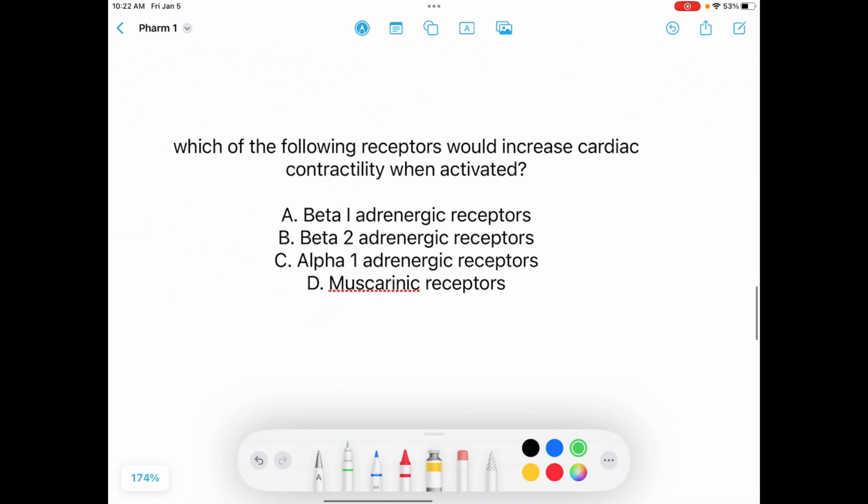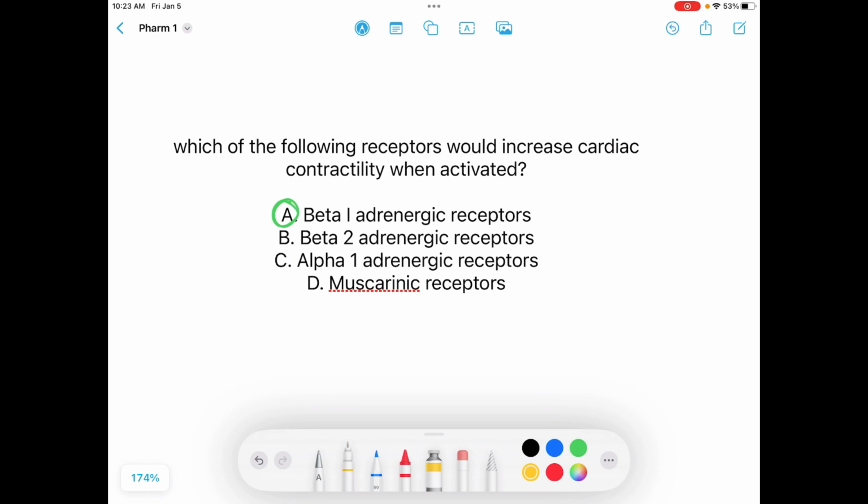All right. Which of the following receptors would increase cardiac contractility when activated? A, beta-1 adrenergic receptors. B, beta-2 adrenergic receptors. C, alpha-1 adrenergic receptors. Or D, muscarinic receptors. Take a moment, pause if you need to, think of an answer. And here we're looking at A, beta-1 adrenergic receptors.